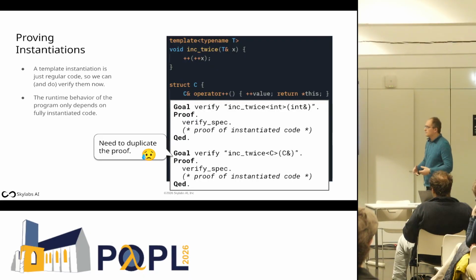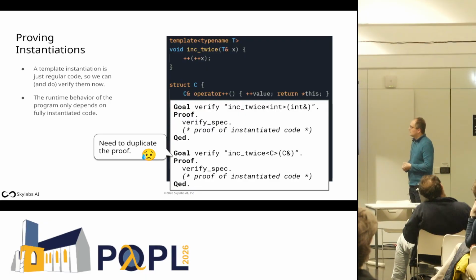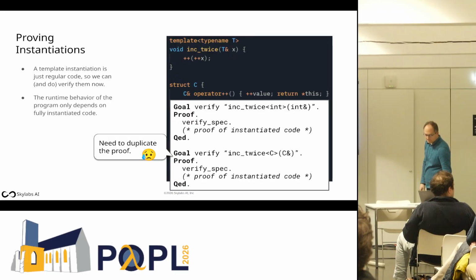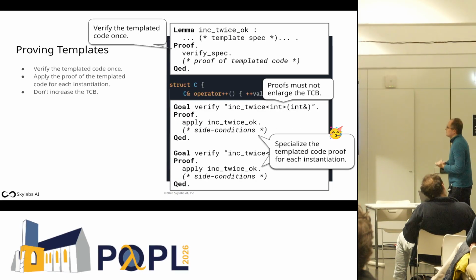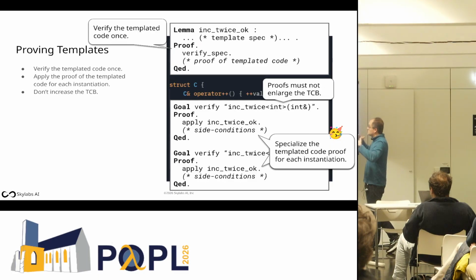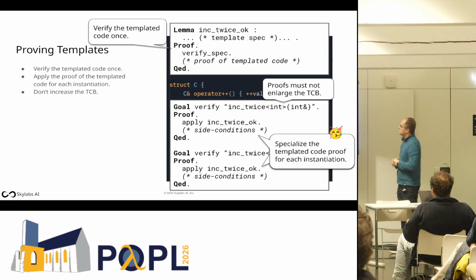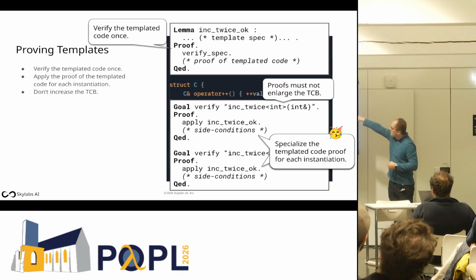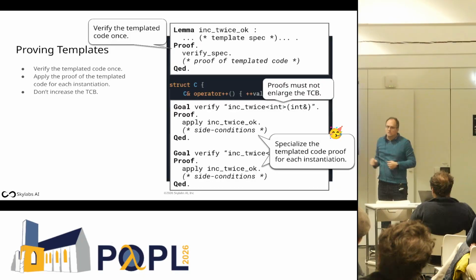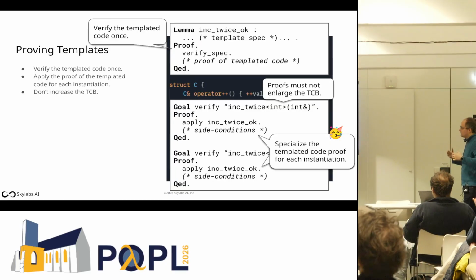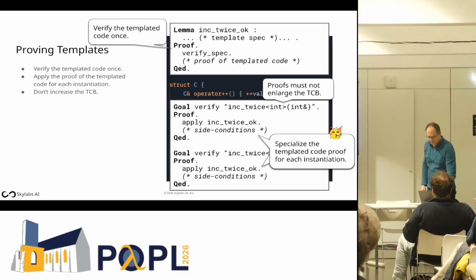And this won't scale if we're thinking about doing something more interesting, like vectors or things with loops, where we might actually have to write a specification of a loop invariant, for example. So what we're aiming for is a proof of inc twice, not a specialization of inc twice, just a verification of inc twice, to verify that templated code and then to apply it here. And we want to make sure that this strategy does not enlarge the TCB in any way. So we don't want to have to deal with overload resolution or other problems, and we don't want to add those to our TCB in any way.